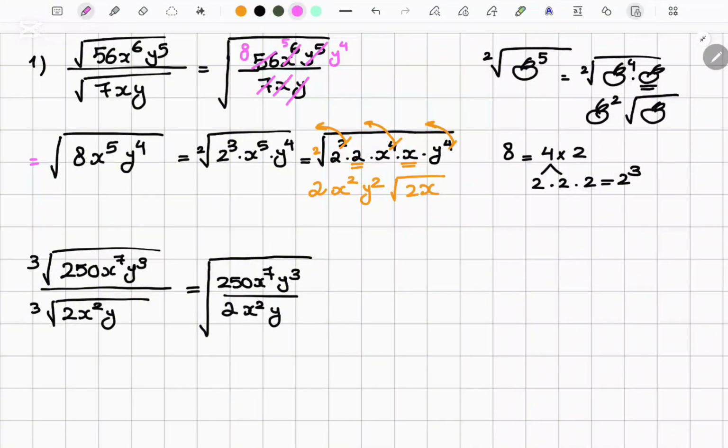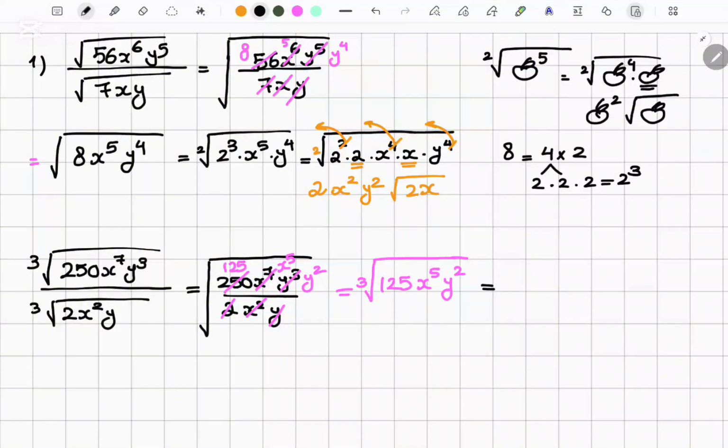Okay, now I'm going to simplify the ones that I can simplify. Over here, the very first thing is the y and the y cubed, so it's going to be y squared. x squared and x to the power of 7, it's going to be x to the power of 5. And then 250 is divisible by 2, and it's going to be 125. So what's left is going to be 125 x to the power of 5, y to the power of 2, and the index is 3, okay?